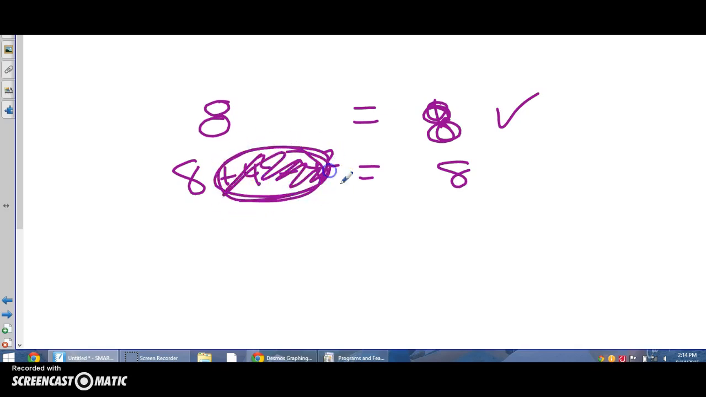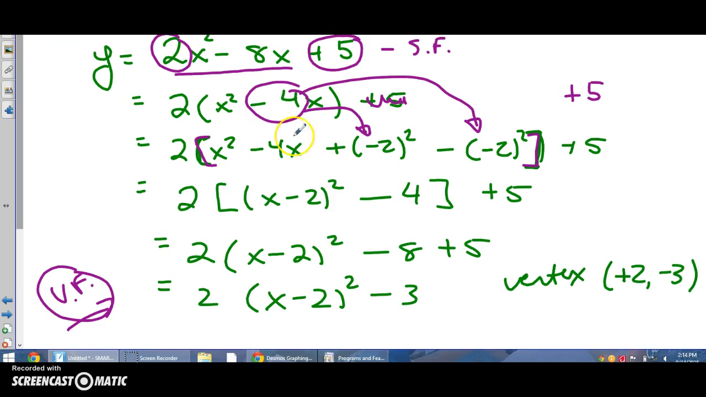What you're adding and subtracting is the same thing, so you can do that all day long. You wouldn't do it normally because it's just a waste of time, but you would do it in this case because it gets you to where you want to go. Let's go over that again. You take this number here, minus 4. You divide it by 2 and you square it.